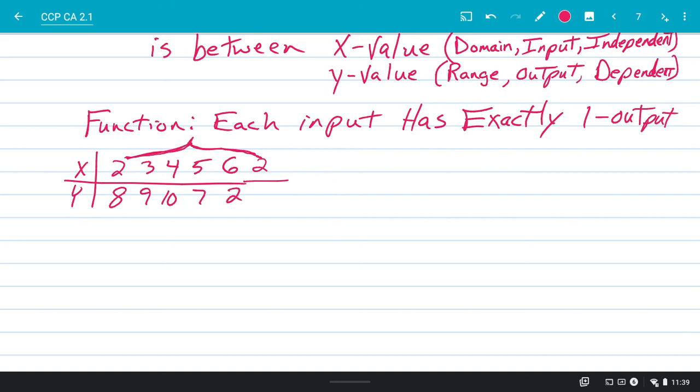For you at home, you didn't get to see all the heads in the room nod yes. Well, I have a repeated input, so it's no longer a function.